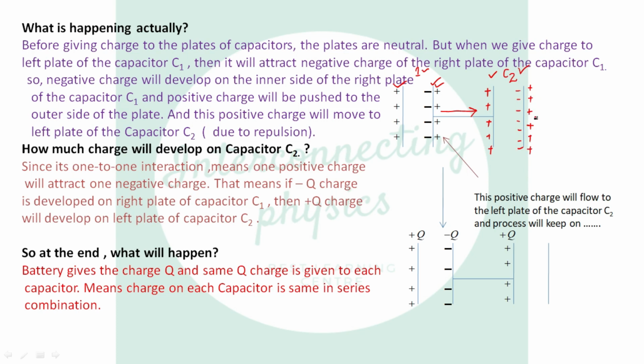Now again, because this capacitor is connected to the third capacitor through a wire, this positive charge, due to repulsion of these positive charges, will move to the left plate of capacitor 3, and the left plate becomes positively charged. Again, due to induction, this positive charge will attract the negative charge of this plate, and this charge will come on the inner side of the plate, and due to repulsion, the positive charge of this right plate will come on the outer side of the plate. Now what will happen? Now these are connected to some battery.